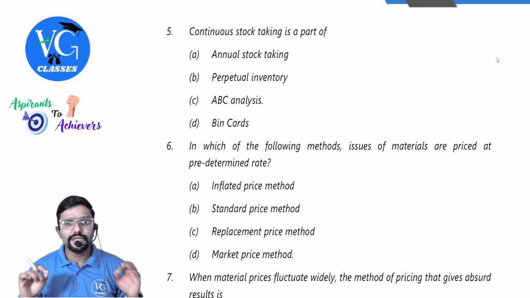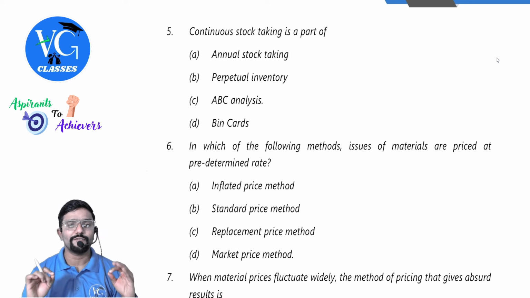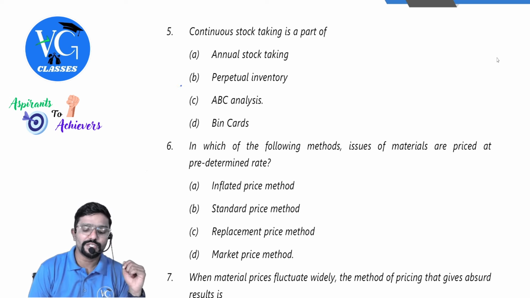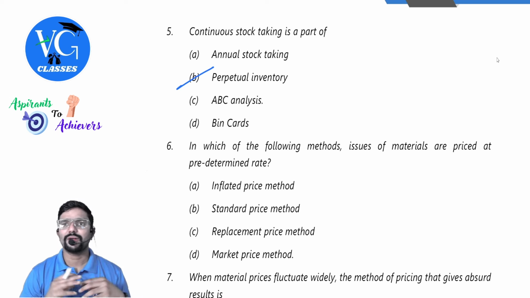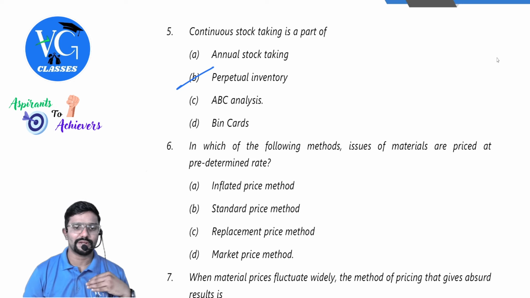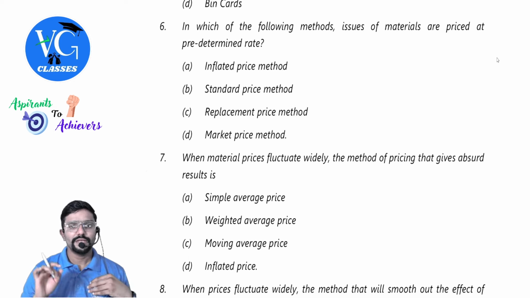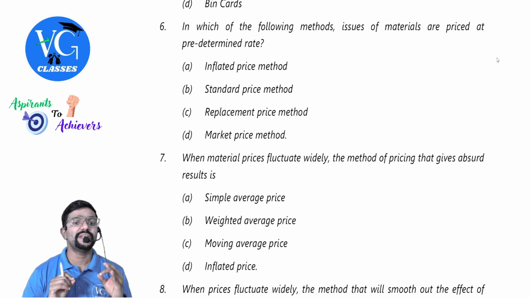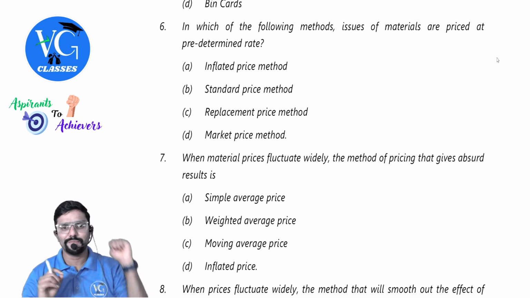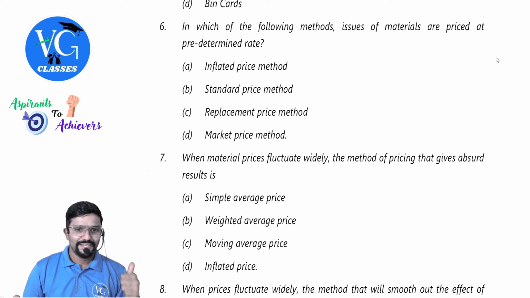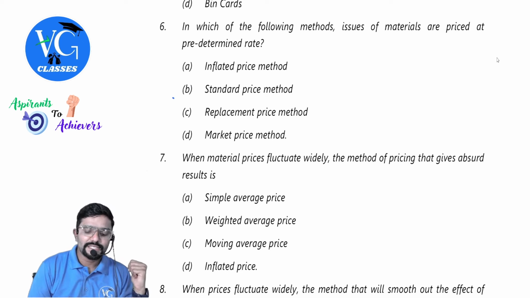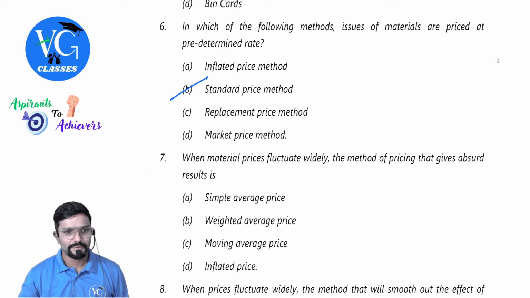Fifth one. Continuous stock taking is a part of annual stock taking, perpetual inventory, ABC analysis, or bin cards. It is a part of the perpetual inventory system, guys. Sixth one. In which of the following methods are issues of materials priced at a predetermined rate fixed by top level management? Inflated, standard, replacement, or market price. The answer is the standard price method.